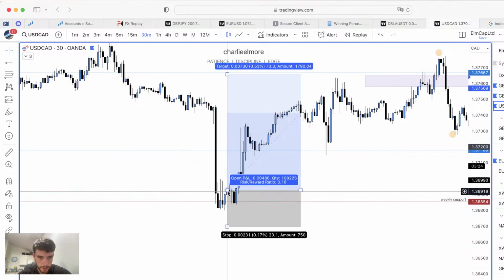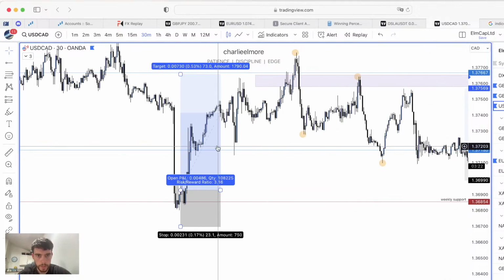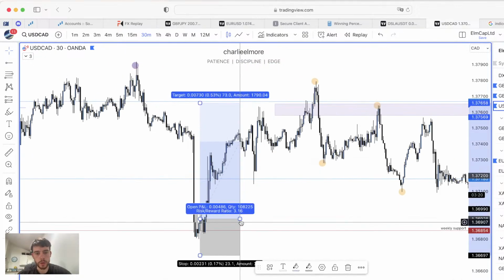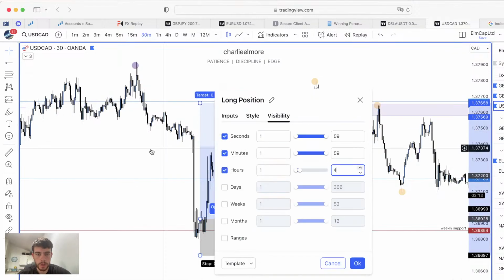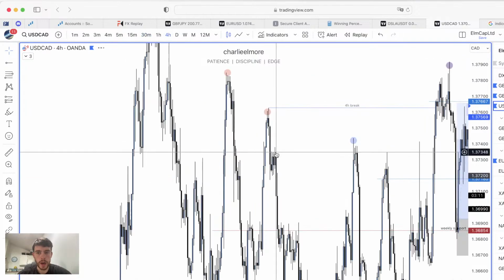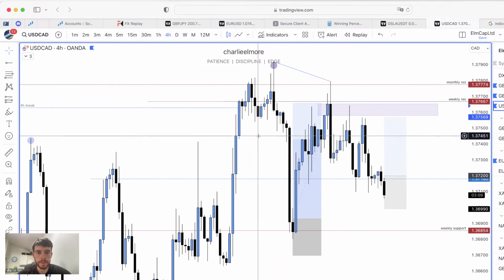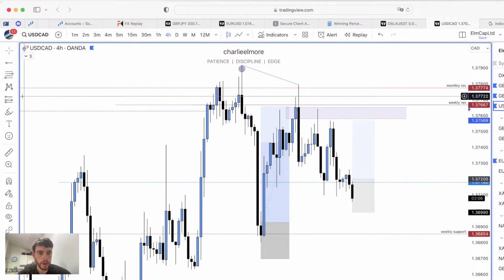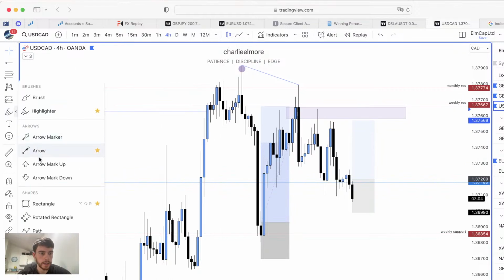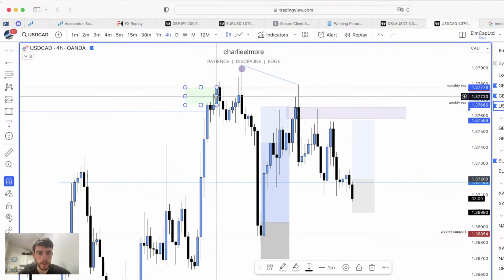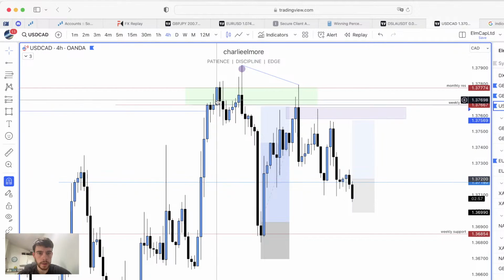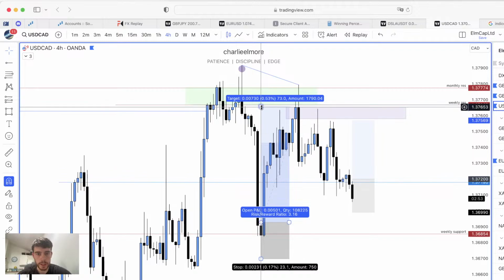1, 2, 3. That's the entry. Stop below the low. Same thing there. So why was I targeting that there? Because if I go to the 4 hour, let me just make this visible on the 4 hour. If I go to the 4 hour time frame, yeah, I would have been targeting this 4 hour candle at the high, the body right there. You can see that would have hit TP as well.